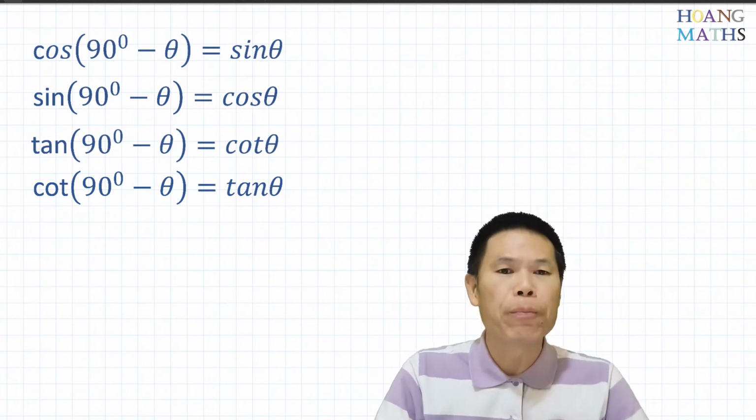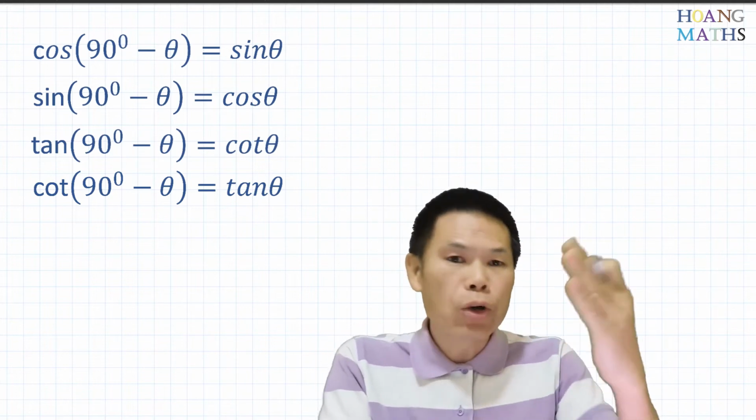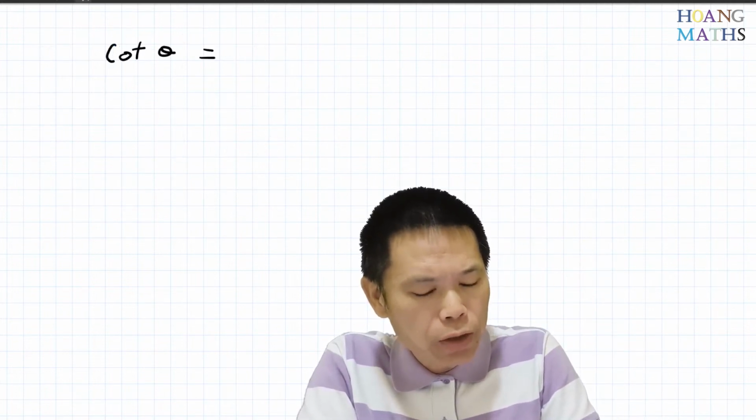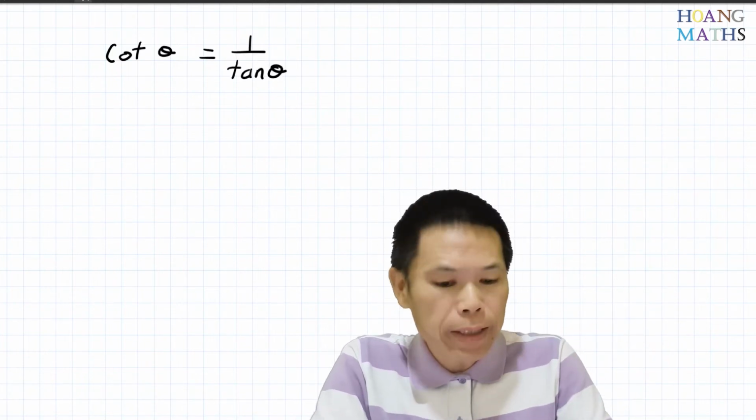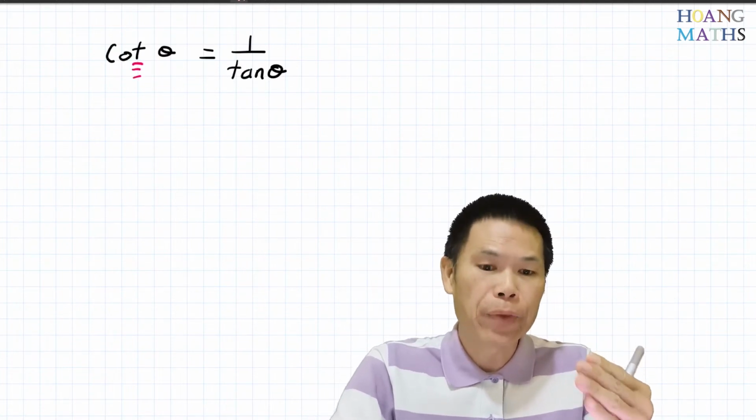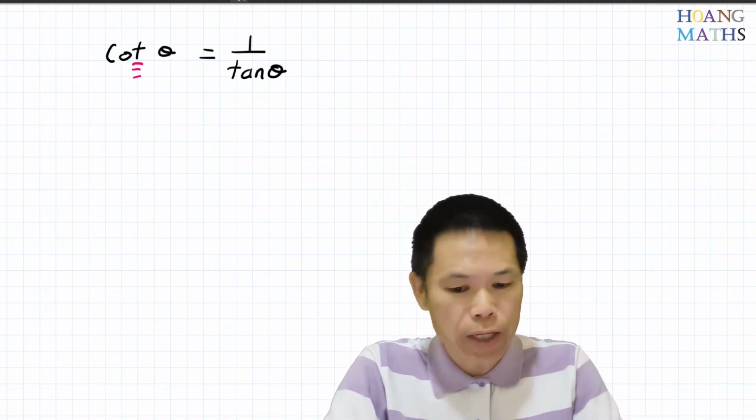It's very important. A few more things I need to go through. First one, we know that cot of theta is equal to 1 over tan of theta. Now to remember this, the third letter will help you to remember, T for tan, okay? So cot of theta is equal to 1 over tan of theta.